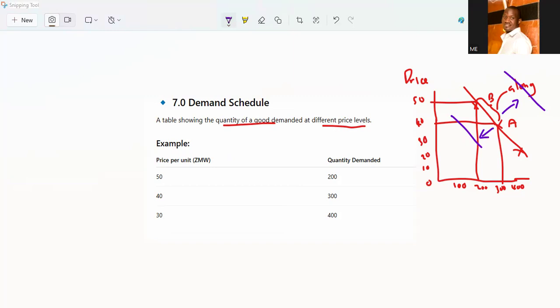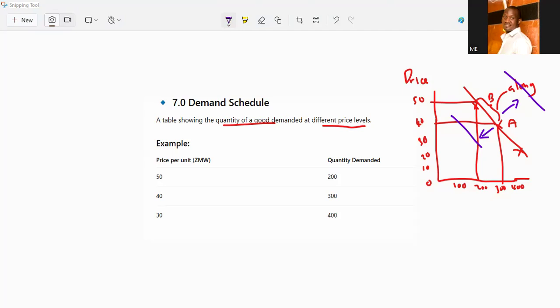So this shift is the movement of the entire demand schedule, while the movement along is caused by the price. The shift rightwards is an increase in demand, meaning you have higher income, and leftwards is a decrease in demand, meaning you have a decrease in population or a decrease in income. All right. So what have we said?